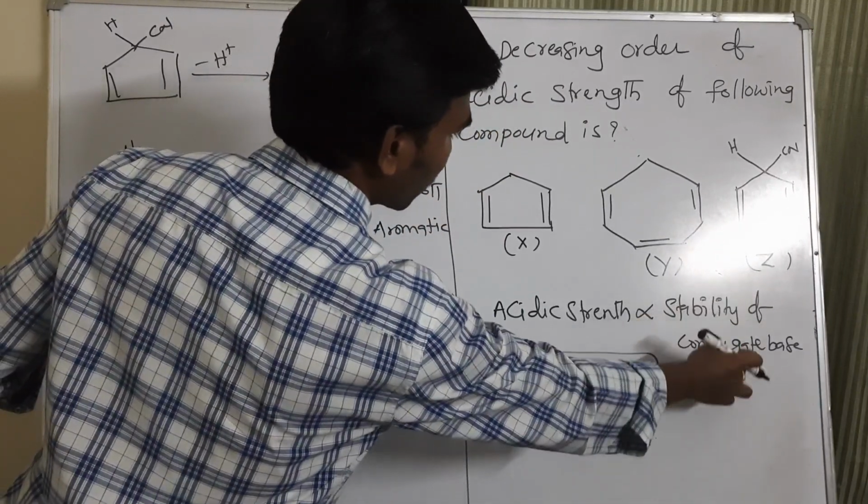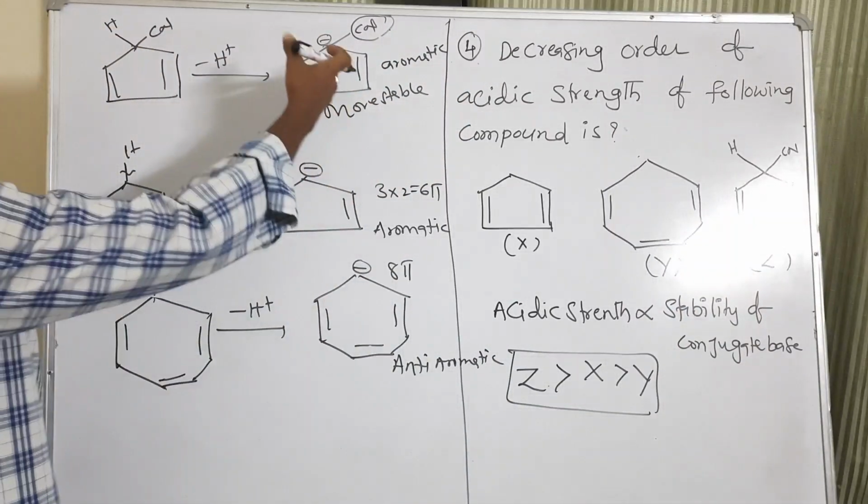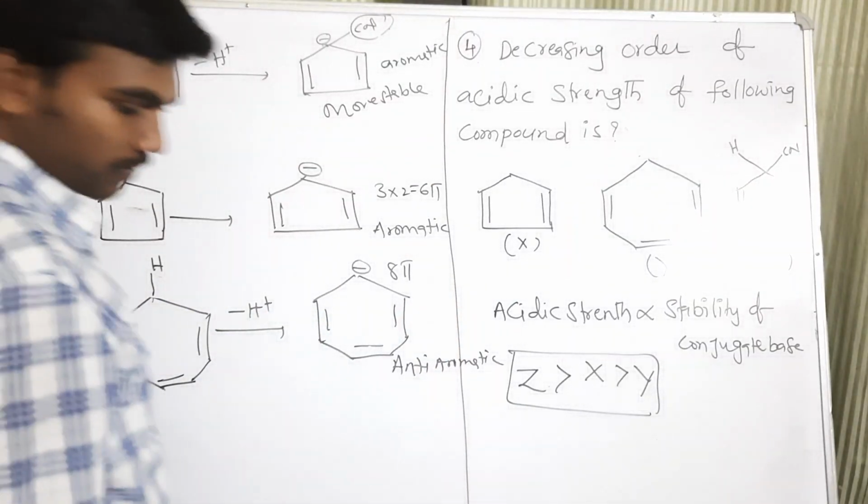Acidic strength is directly proportional to the stability of the conjugate base. So the stability of the conjugate base will be like this.